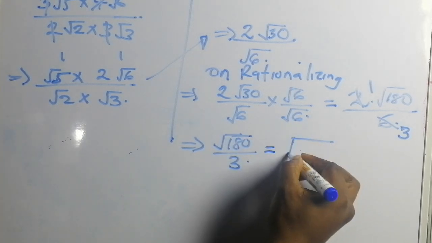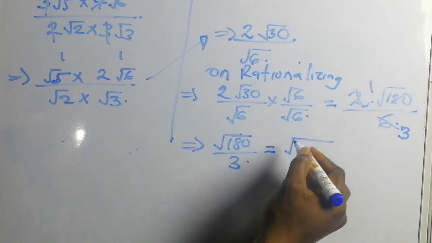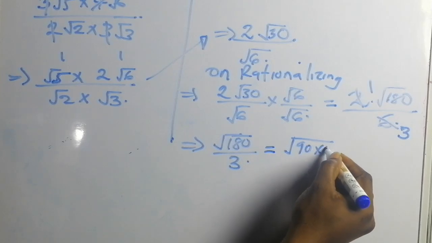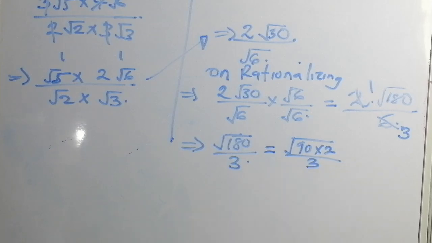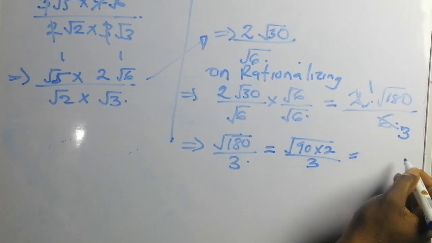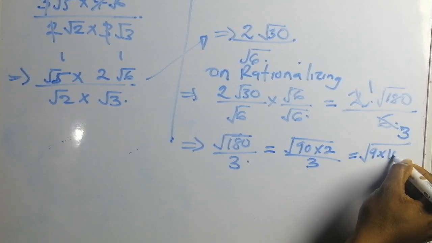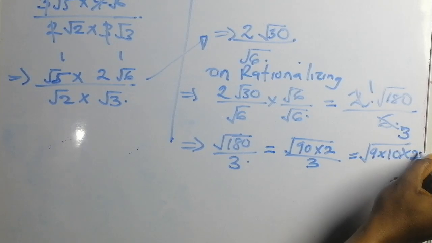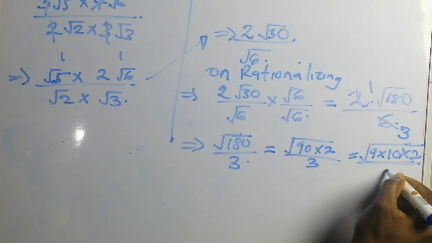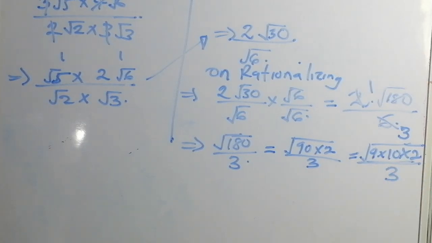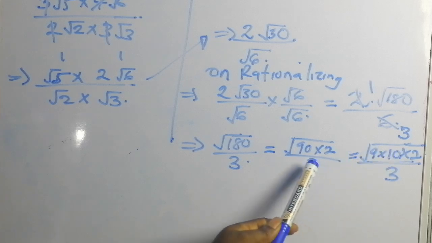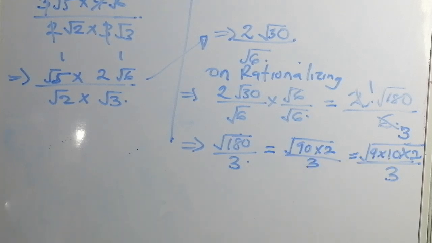This is the same thing as what? Let's say 2. That's 90 times 2 over 3. Okay, 9 times 2 is 18, it's still 180. Then I can still go ahead and simplify it further. I want to say that's 9 times 10 times 2, all over 3, still the same thing. Okay, 9 times 10 is still 90. So that's the meaning of simplification: break it down to the lowest.